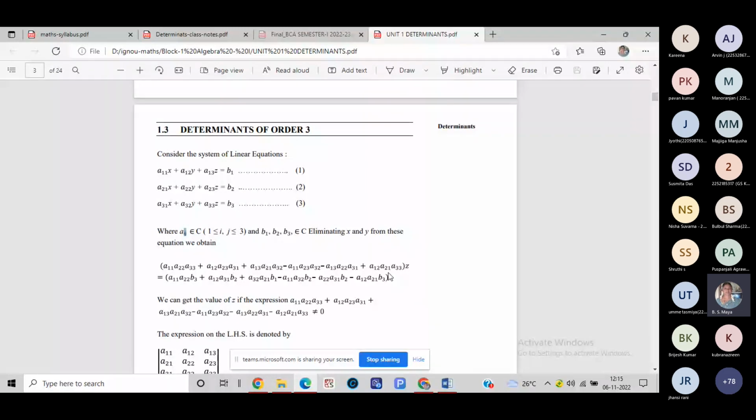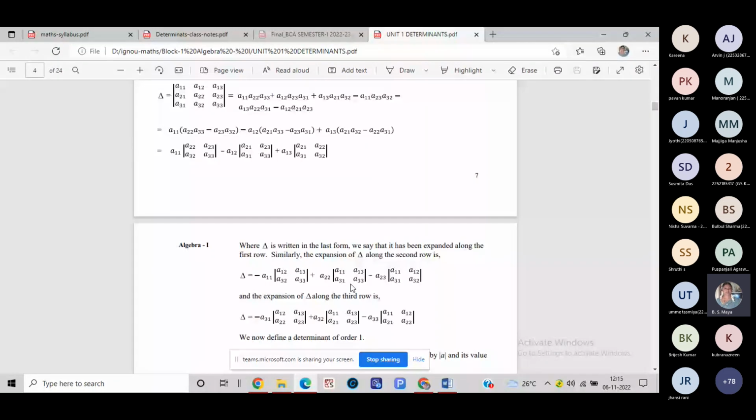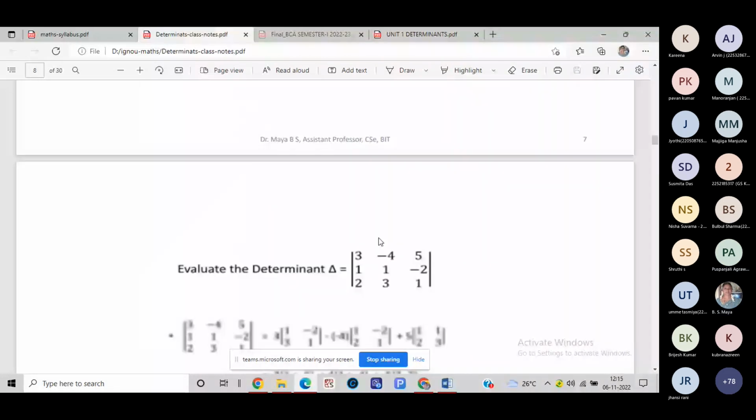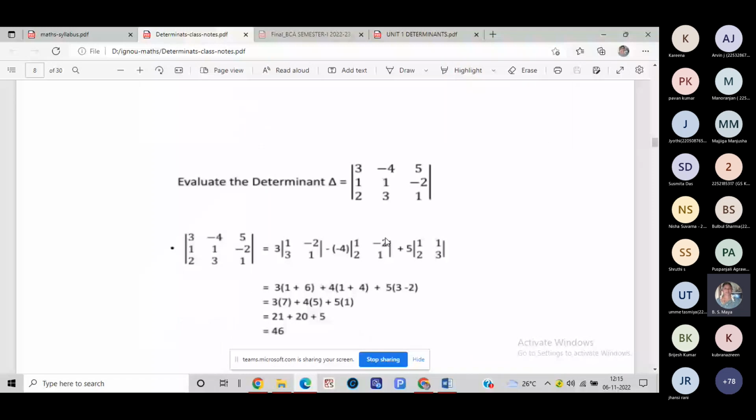Let me go for the problem. I will come to that part later. This delta is the representation that can be represented in this form. You can also write, expand delta along the second row. Take the first problem.